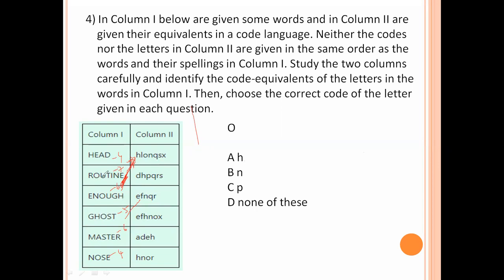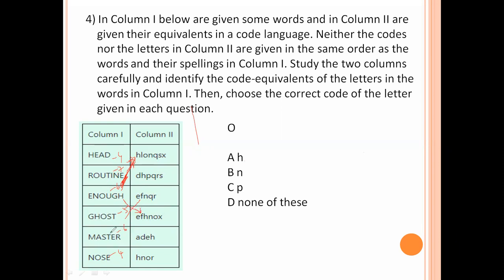ENOUGH, OUN, 3 is common with routine. Here routine is HLONQX. Here remaining is H. But here H and O, H and O common, H and O common. So NF is equivalent to this one.